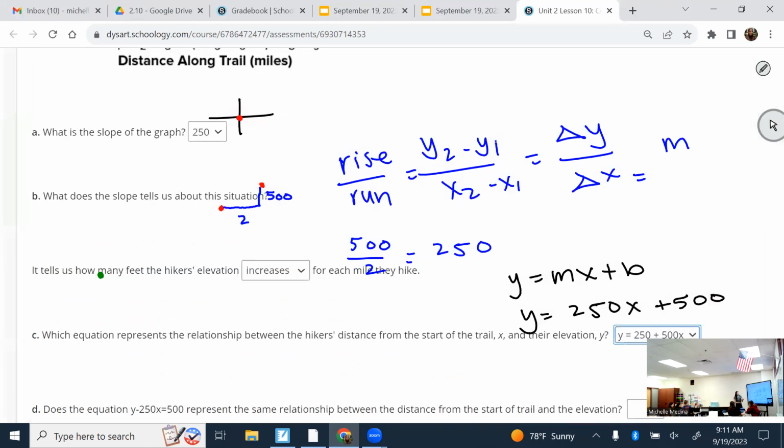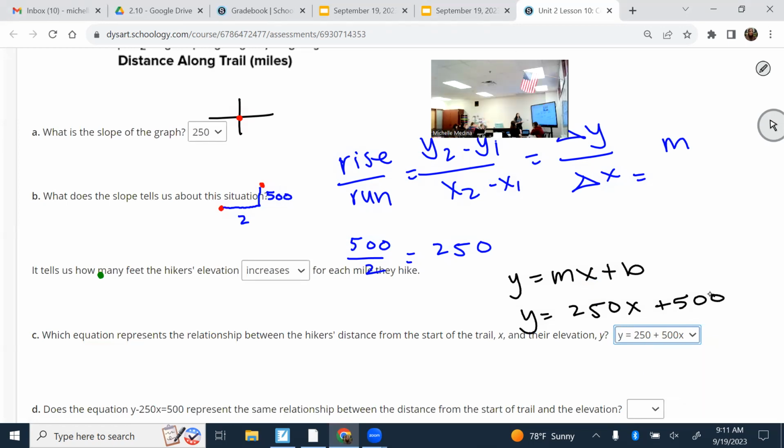Yeah, so this one tried to trick you by putting the x with the 500 when really it needs to go with the 250. So really you actually have to pick this one, and even though it's in a different order, the order doesn't matter. It's what's with the x that has to stay with the x. So the x has to go with the 250.